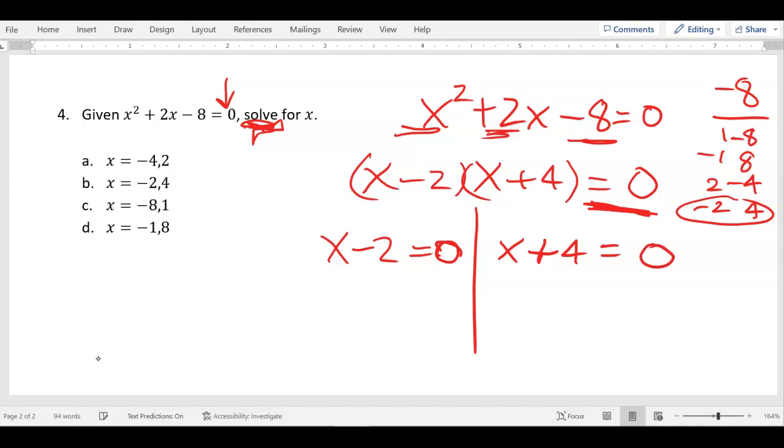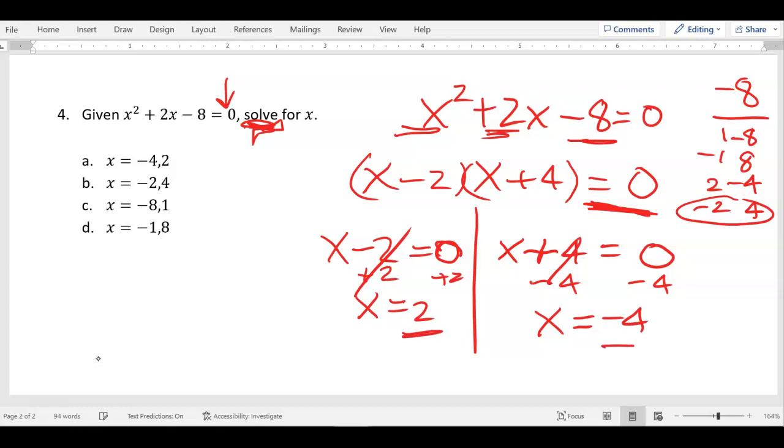Okay, so I got 2 things equal 0, and now I can solve them. If I'm solving this one on the left, to get rid of the minus 2, I do the opposite by adding 2 to both sides. And I get x equals 2. To get rid of the plus 4 here, I subtract, and I get minus 4 on both sides. And 0 minus 4 is negative 4. So the answers I get are 2 and negative 4.